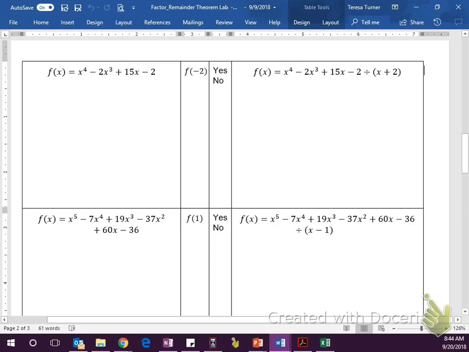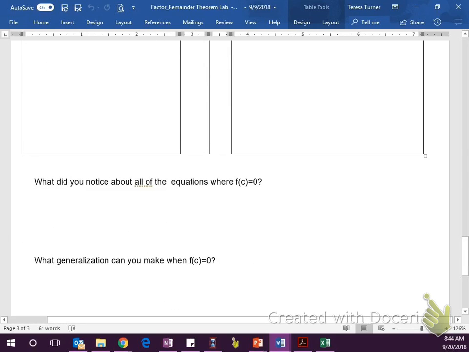What did you notice about all of the equations where f evaluated at that point was equal to zero? They were roots of the function: roots, factors, zeros of the function. So what generalization can you make when f evaluated at a number is equal to zero? That x minus the number is a factor? Yes. So you could make the generalization that x minus the number is a factor.